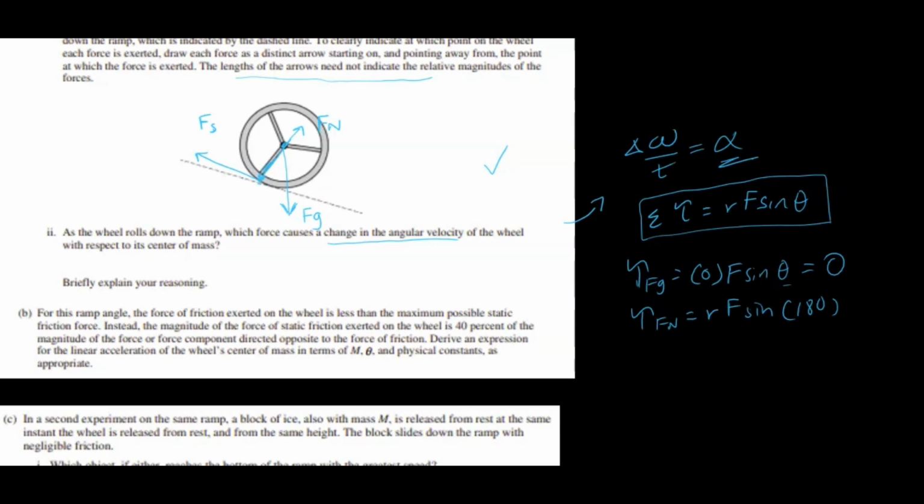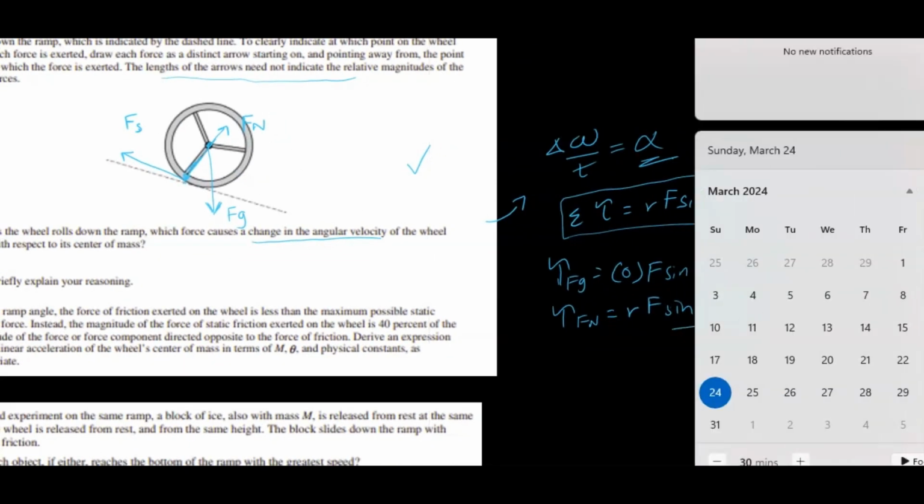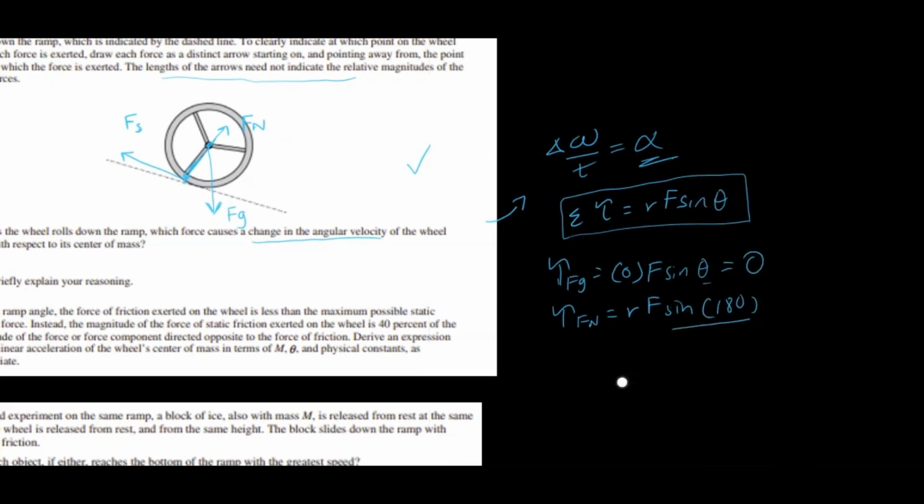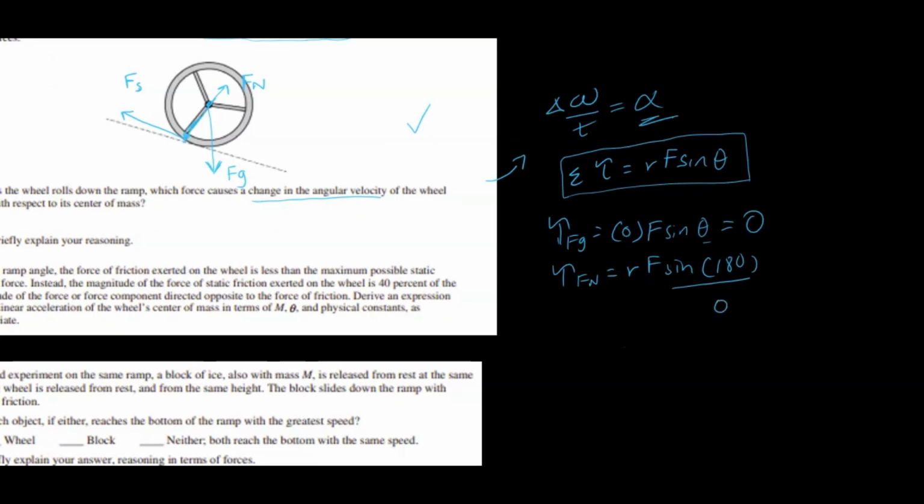So because it's right on top of the radial line, versus, let's say, static friction where it's a 90-degree angle, that's going to be 180 degrees. So sine of 180 would just be 0. So the normal force ends up having 0 torque. Let's write this out completely. Sine of 180 would equal 0 because sine of 180 is 0.